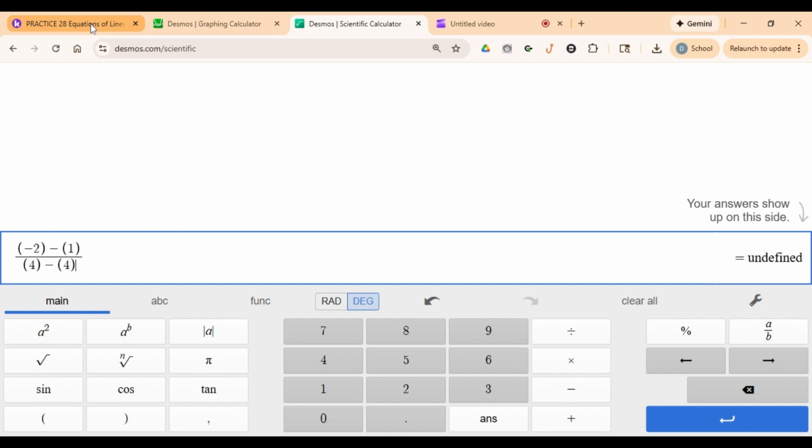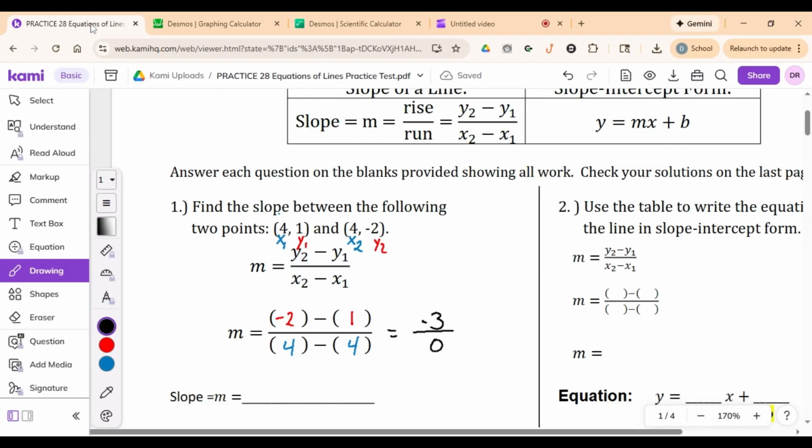So again, pause this video at any time. If I'm going a little fast, that gives you a chance to get caught up and rewatch. But this particular slope that we've got is undefined.